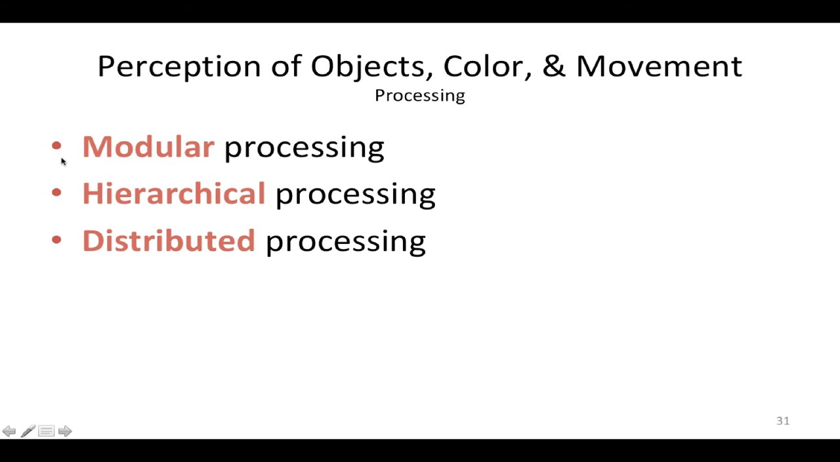Modular processing, where things are done in different places, so the brain is broken up into different modules that do different tasks. Hierarchical processing, where simple things get done first and then more complex processing gets done afterwards. And distributed processing, where different types of processing can be done at the same time but in different parts of the brain.